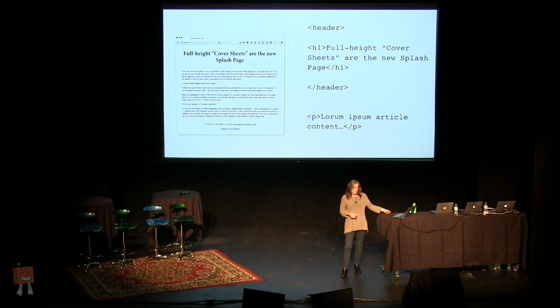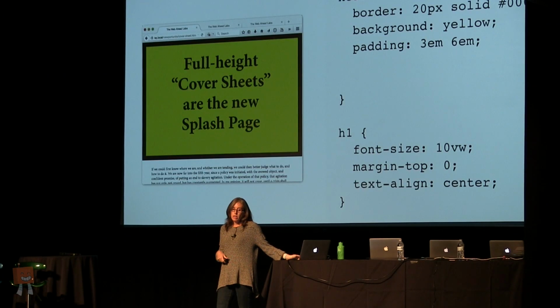Let's look at another example. I've got here a headline, full height cover sheets of the new splash pages, just an H1 with some paragraphs after it. Let's put a border around that header, a background of yellow, and some extra padding, and make the headline bigger. You know, just kind of ugly, right?